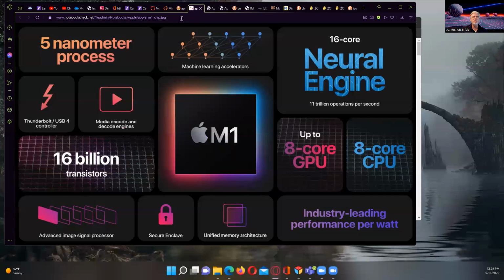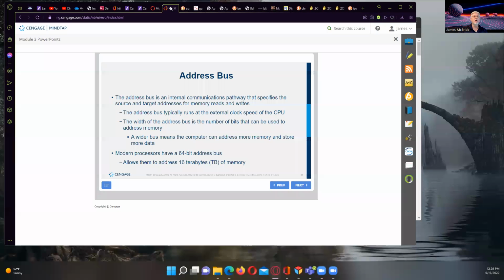It's right there under the same hood. And being that close means that it's going to save some time because you have this going on. You have buses. So an address bus is an internal communications pathway that specifies the source and target address for the memory. That's all that bus does. And so you need to understand we're not really comparing it to a school bus or some kind of thing. This is coming from the electrical terms. And this is a pathway, an address pathway. And that pathway is just being used to specify where it's going to put stuff. And so modern processors all use a 64-bit address bus.